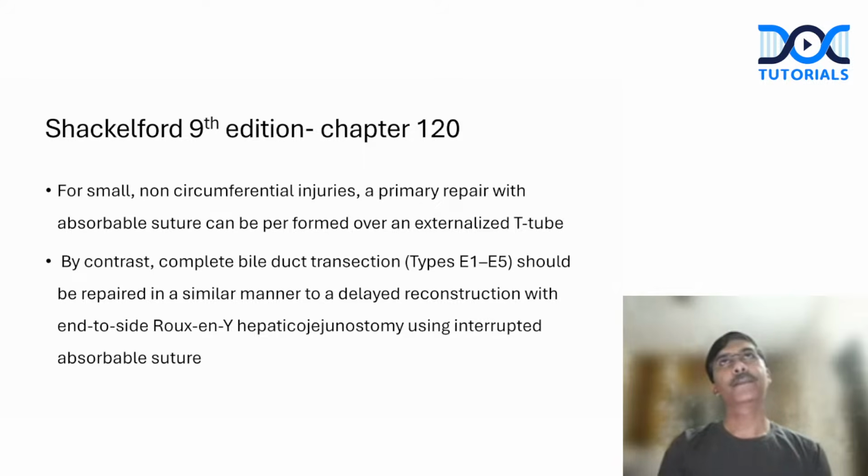So even in the acute setting, if the bile duct injury is in the form of complete transection, then the reconstruction should be with Roux-en-Y hepaticojejunostomy with interrupted sutures.